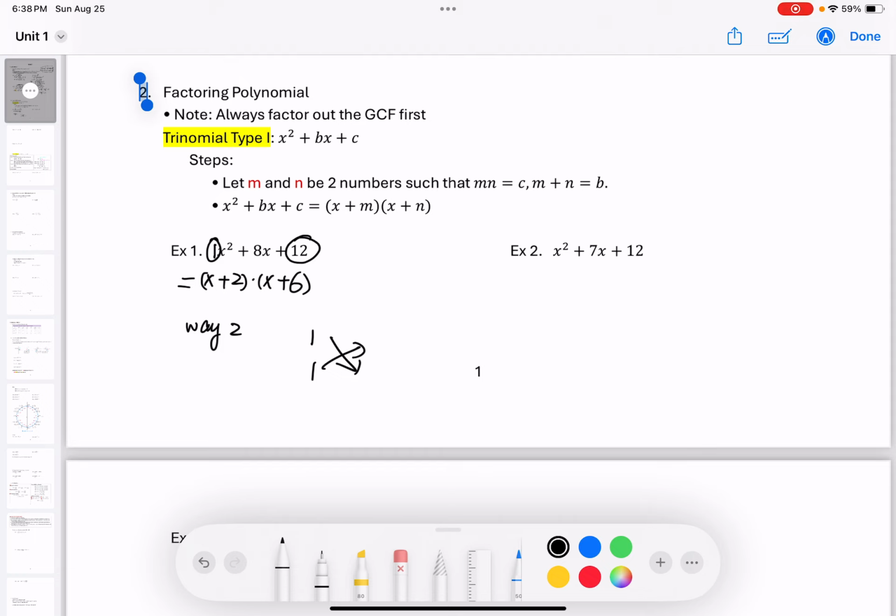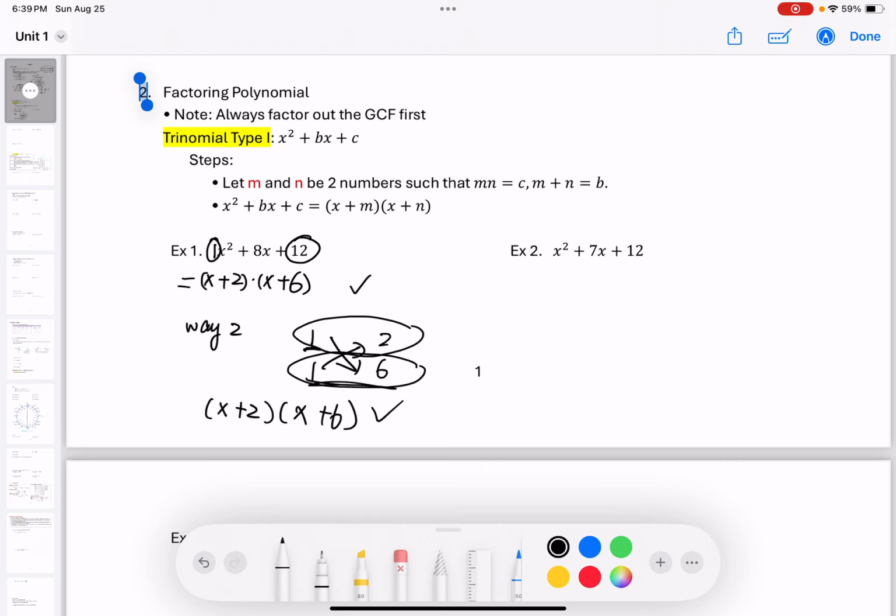So find other factors. So we say 2 and 6. Then we do the cross multiplication. 1 times 6, 1 times 2. We got 2. Addition is 8. Yes, so we found the correct factors. And write the expression horizontally. 1 represents 1x. So 1x plus 2. Then multiply by 1x, the second line, plus 6. We got the same solution. All right, let's see the next example.